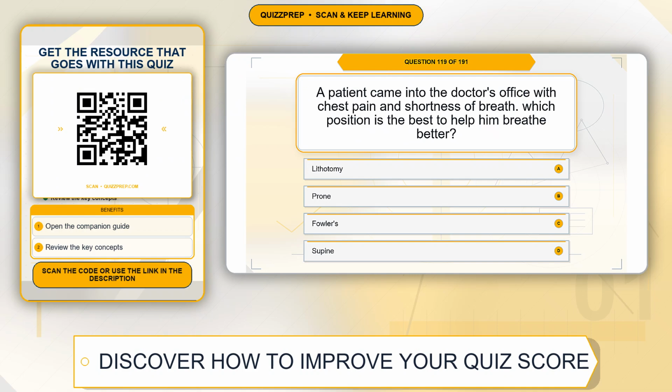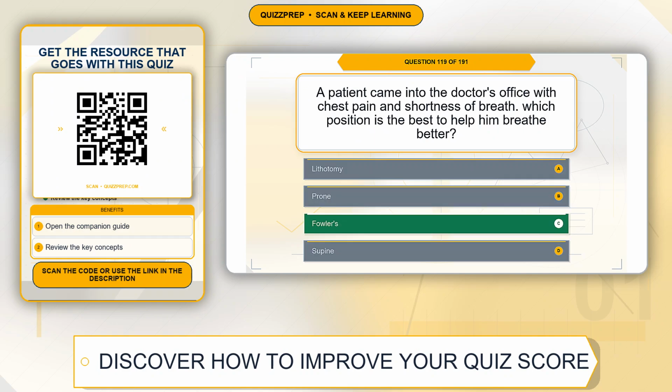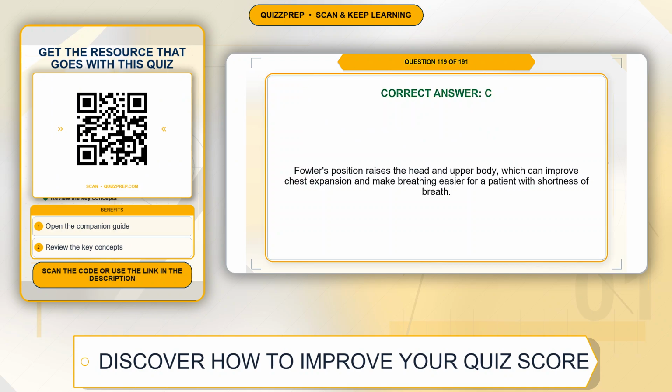Question 119. A patient came into the doctor's office with chest pain and shortness of breath. Which position is the best to help him breathe better? Option A, lithotomy. Option B, prone. Option C, Fowler's. Option D, supine. The correct answer is option C, Fowler's. Explanation: Fowler's position raises the head and upper body, which can improve chest expansion and make breathing easier for a patient with shortness of breath.